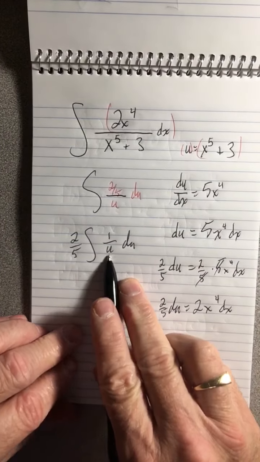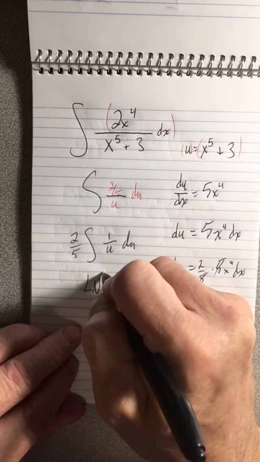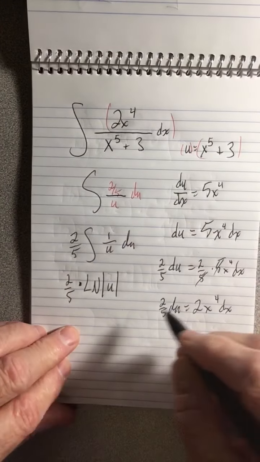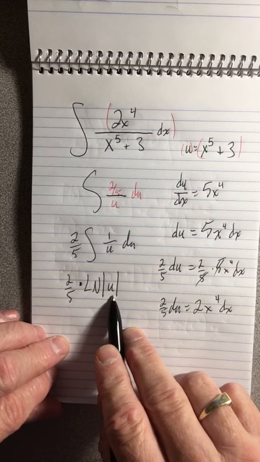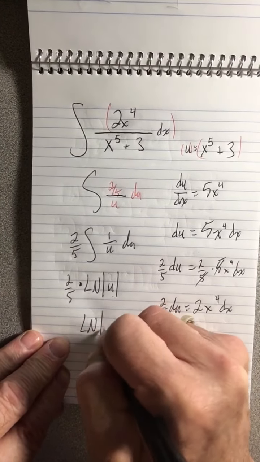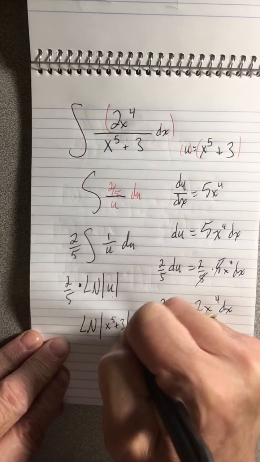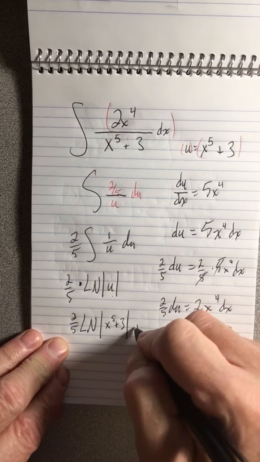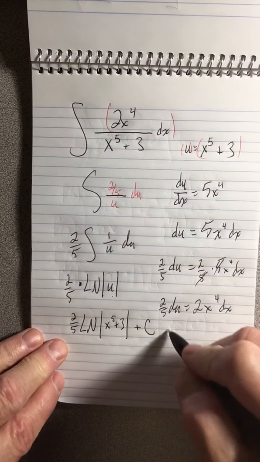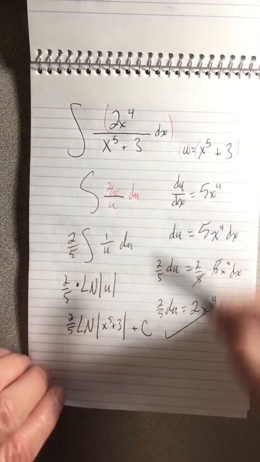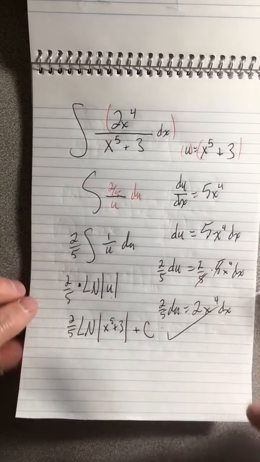Oh, this is the reappearing log rule. We get the natural log of the absolute value of u, and it's being multiplied by 2/5. But we don't want u talk, we want x talk, but u is interchangeable with x to the 5 plus 3. So we get 2/5 times the natural log of the absolute value of x to the 5 plus 3, and don't forget your plus C, and there's your antiderivatives of this. I said plural because C represents an infinite number of constants that you could add in.